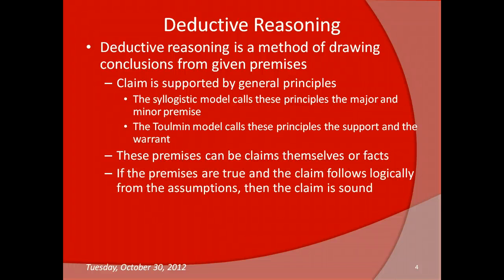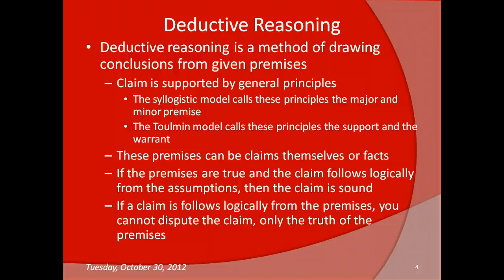This is how deductive reasoning works: if the premises are true and the claim follows logically from the assumptions, then that claim is considered to be sound. And if a claim follows logically from the premises, it is undisputable. You cannot dispute this claim. You can, however, dispute the truth of the premises. This is where the strength of deductive reasoning lies: if the conclusion you have drawn follows good logic, then it is undisputable. And the only thing that can be disputed is the premises you've used to get there.